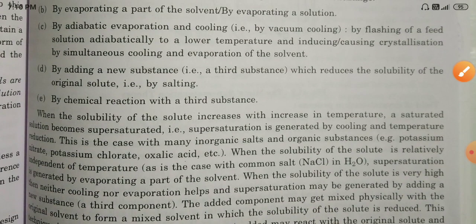The third one is by adiabatic evaporation and cooling, for example by vacuum cooling, by flashing of a feed solution adiabatically to a lower temperature and inducing crystallization, by simultaneous cooling and evaporation of the solvents also.